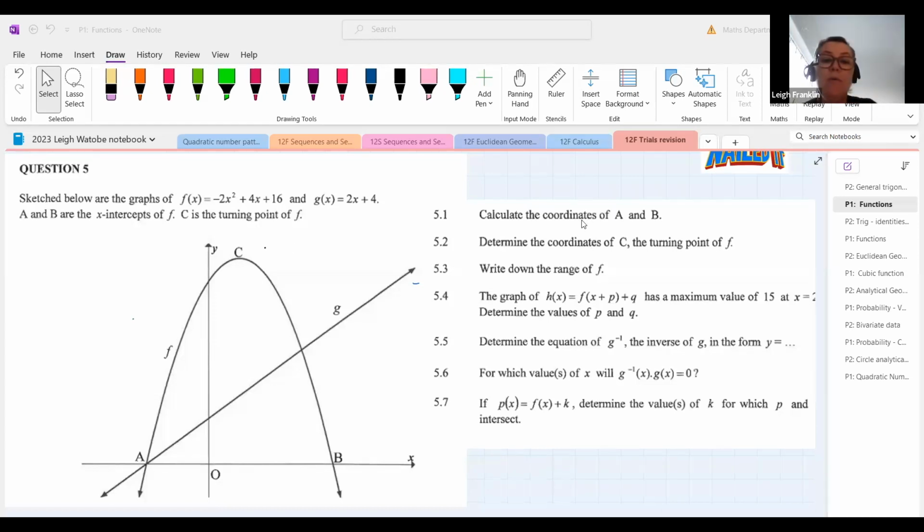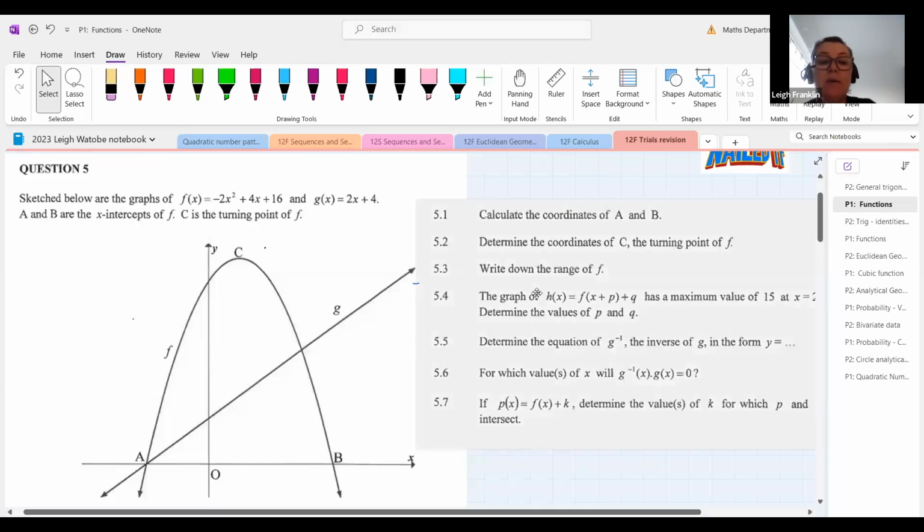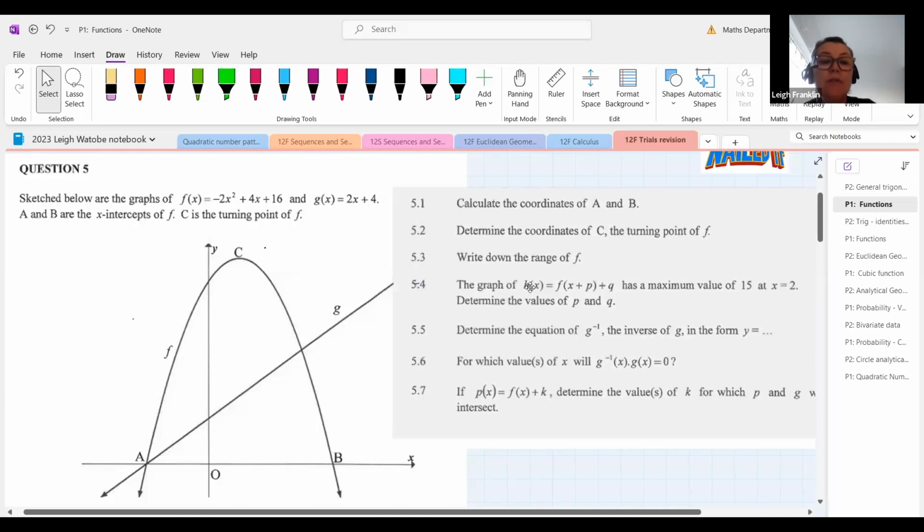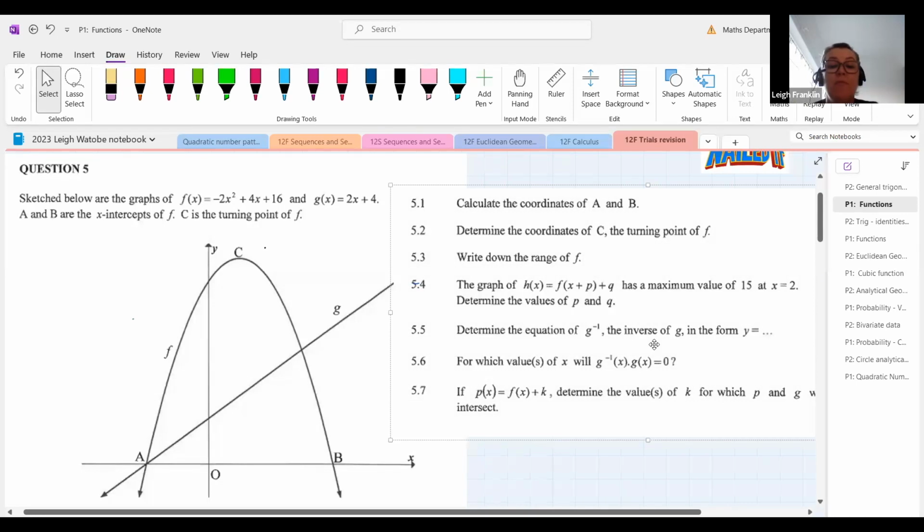Good, Nhlanhla, well done. Nhlanhla, go and have a look at question 5.3. I'm just going to move this over a little bit. It's not going to interfere with anything. And have a look at 5.3 and maybe at 5.4 in Nhlanhla.